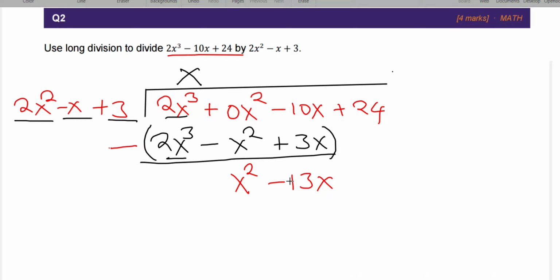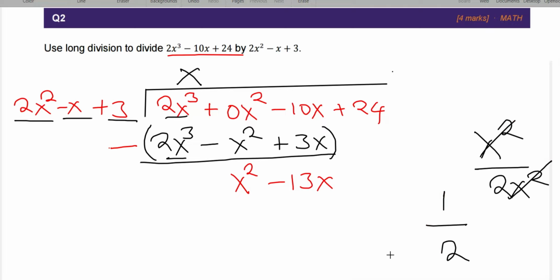So again, we get the highest order to be divided. The highest order that we have here is x squared. So x squared being divided by 2x squared. The x squared will just divide. What do you remain with? You remain with 1 on top, and on the bottom you remain with 2. So that's like a fraction. 2 into 1 is like half. Okay, so we'll just put plus half.